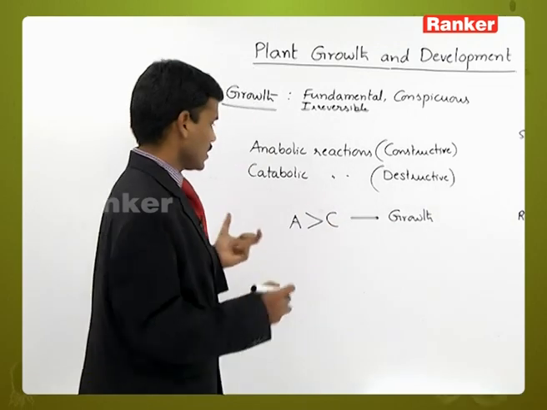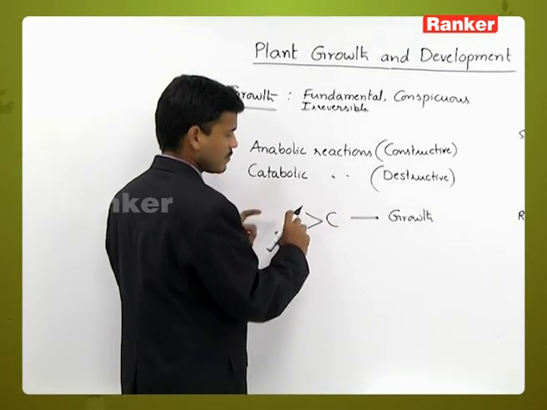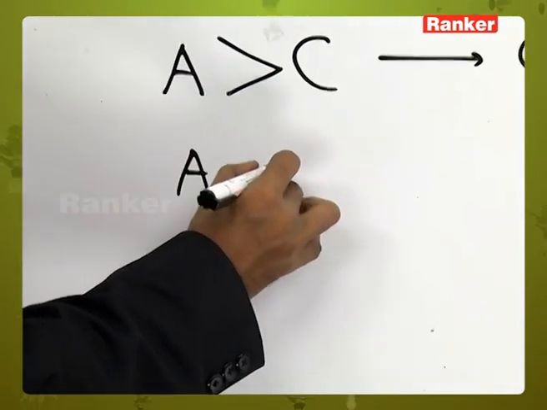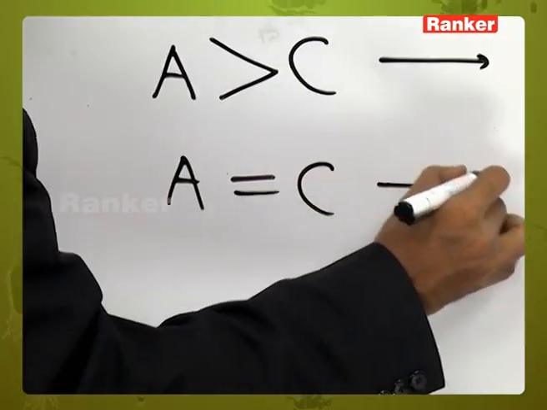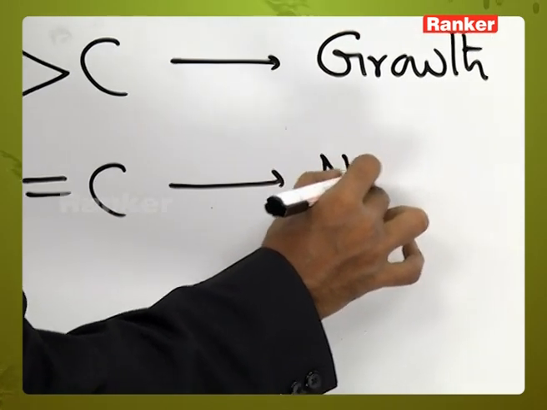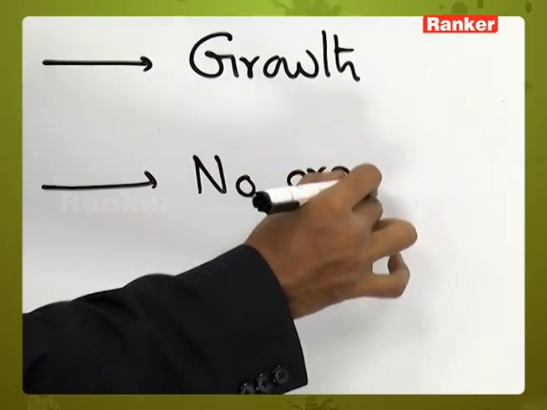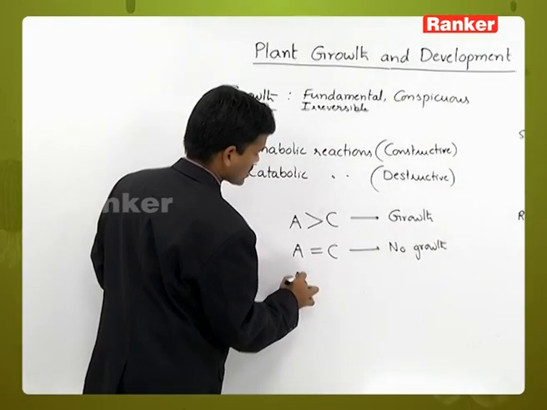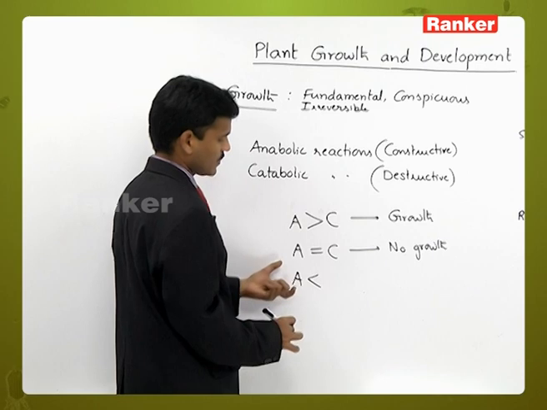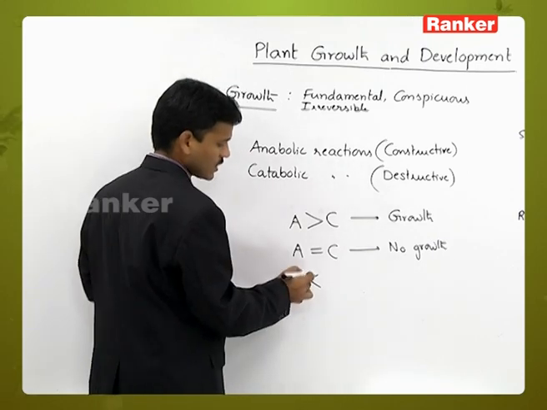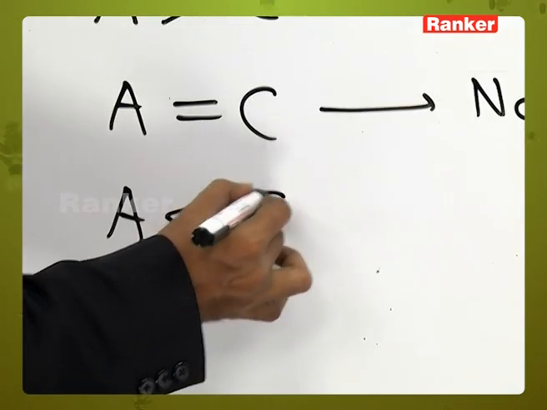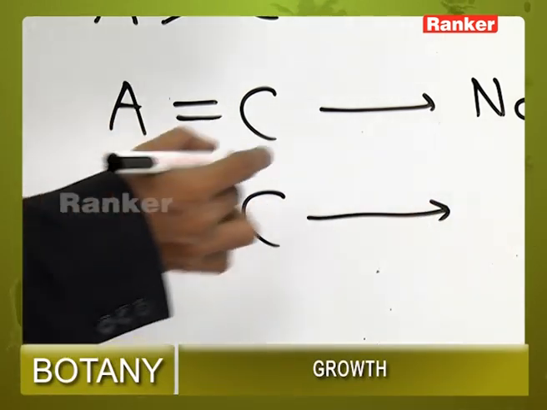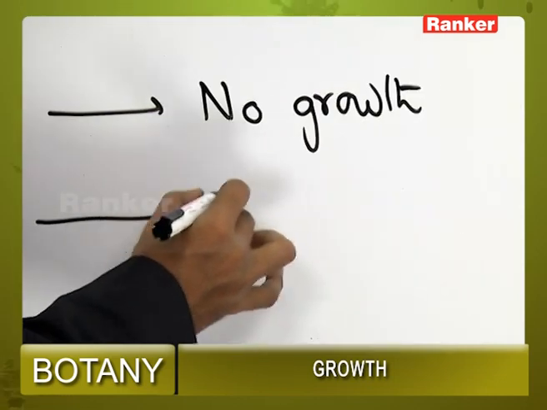So anabolic and catabolic reactions depend on the rate. If anabolic and catabolic reactions are the same, there is no growth. If anabolic reactions take place at a much lower rate than catabolic reactions, the destructive reactions are more, which leads to death or degrowth.